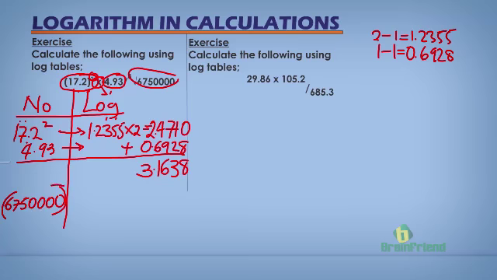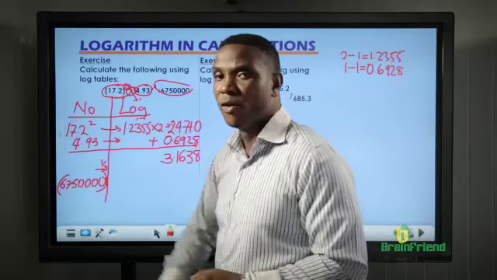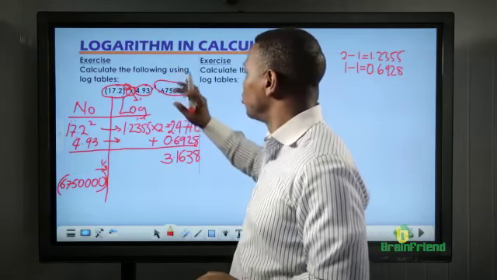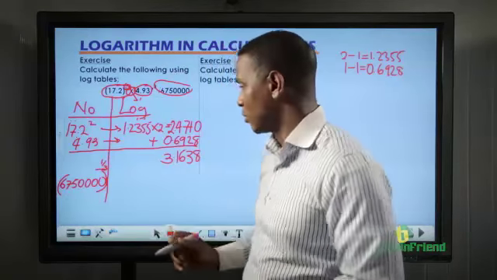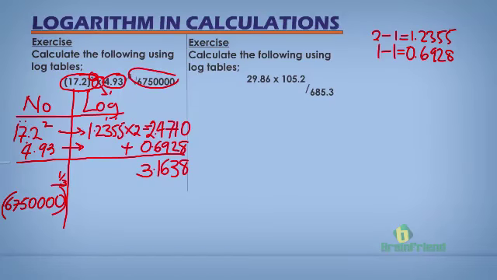All of this raised to the power 1 over 3. This is just a different form of writing the cube root of 6,750,000. To find the logarithm of 6,750,000, once again we'll find the integral part of our logarithm to be how many digits do we have in the integral part of our given number?